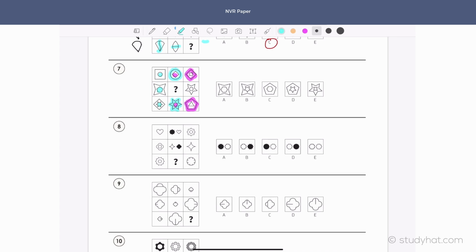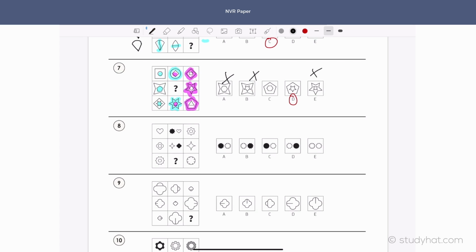So we're going to have the pentagon become the outside shape, so we can get rid of the ones without a pentagon on the outside. And it means that we're going to want the star to become the inner shape, which leaves us with answer D. Okay, question 8. First of all, let's see what's happened, the influence the left-hand column has on the middle of the column. That's quite straightforward.